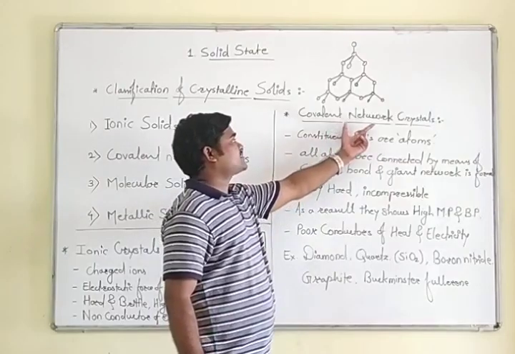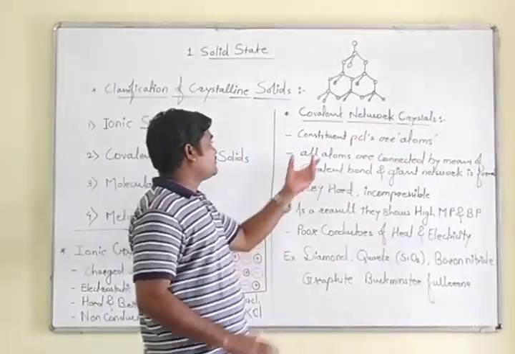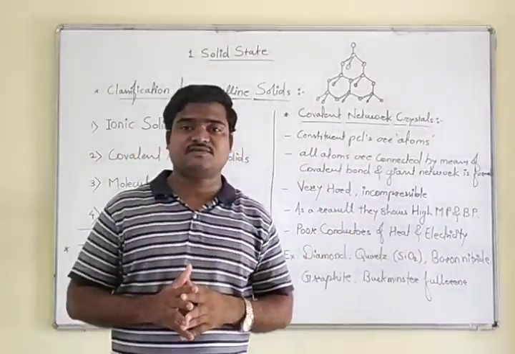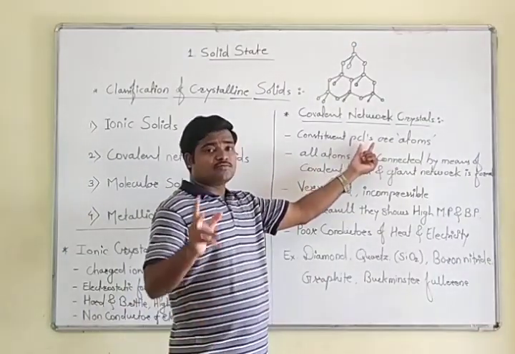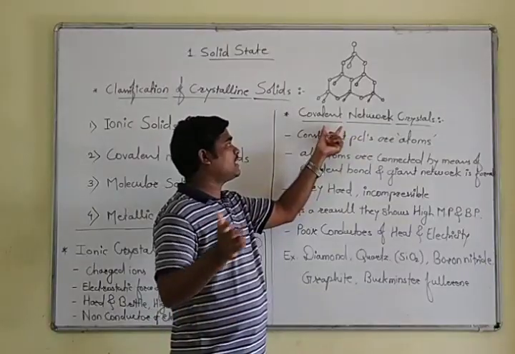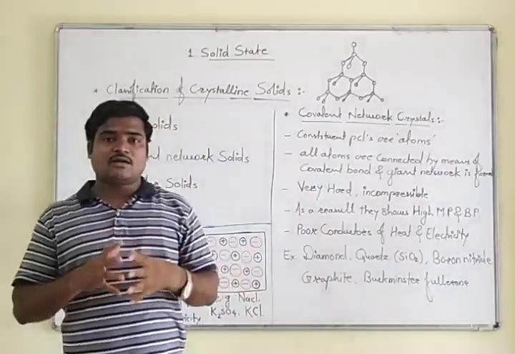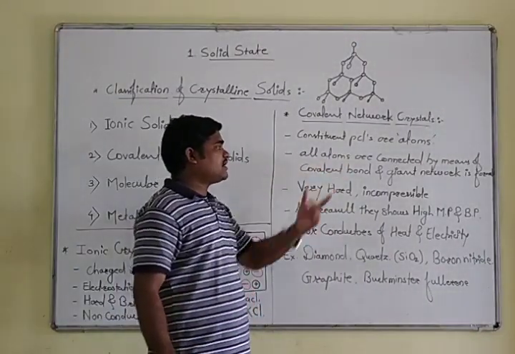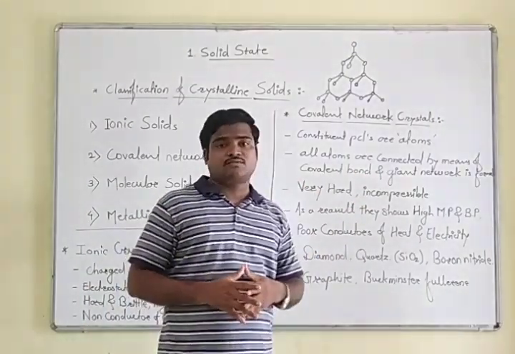Now we will discuss some features of the covalent solids. The constituent particles are atoms. The first feature tells us that between two atoms or particles there is a covalent bond. That's why we call them covalent network crystals. The second point is that all atoms are connected by means of covalent bonds and a giant network is formed.